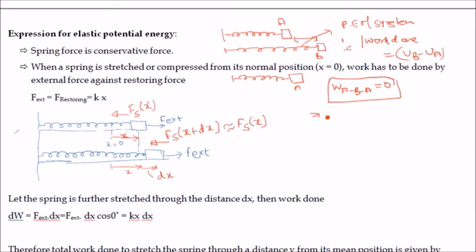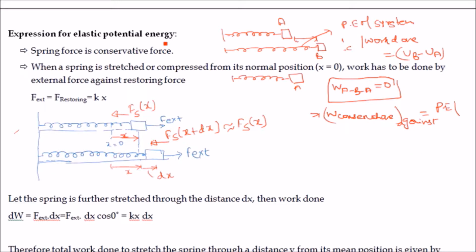So the first thing is that the work done against the conservative force will be stored as potential energy, and in case of a spring, the work done against the spring restoring force will be stored as potential energy in the spring. So we will first calculate the elastic potential energy of the spring. How will we calculate it?